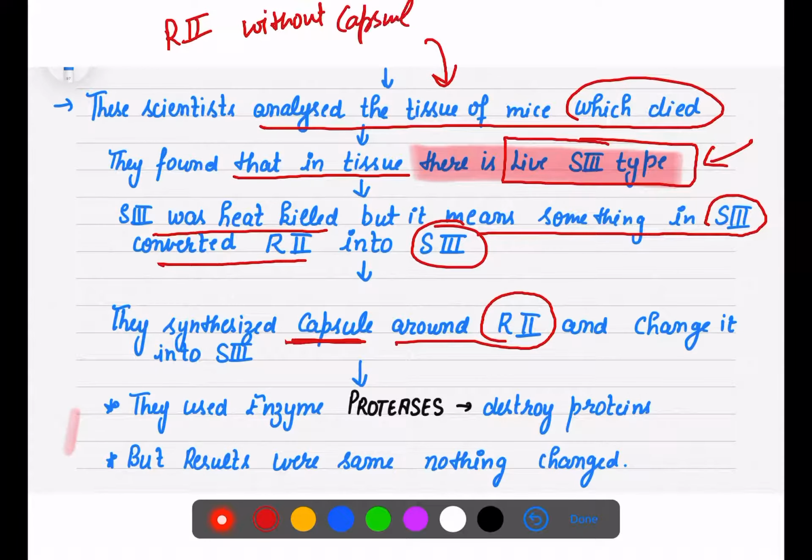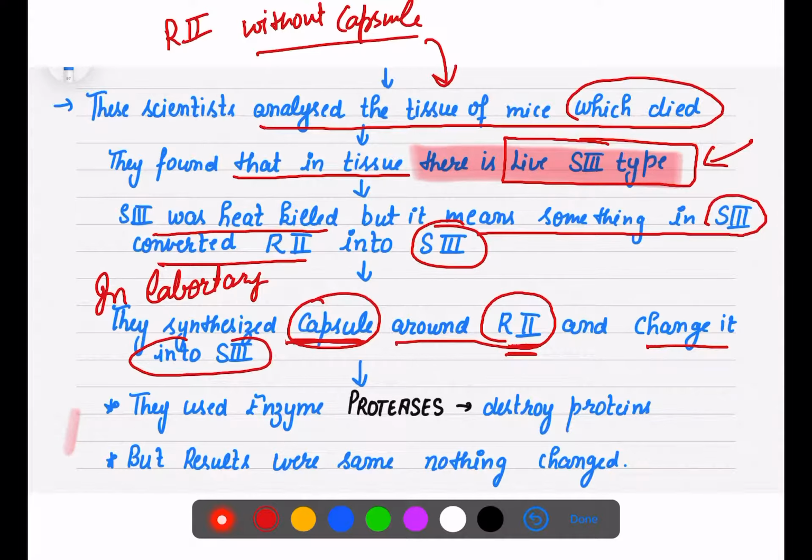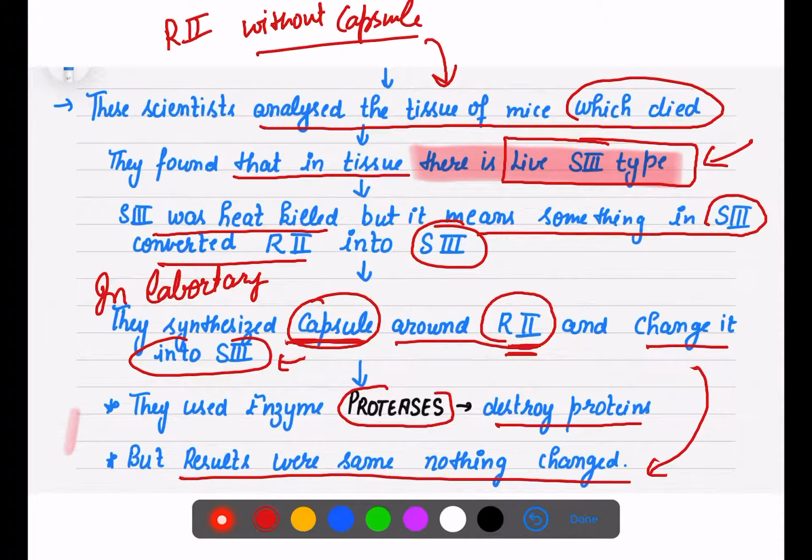So experimentally, in a laboratory experiment, they synthesized a capsule around R2 and changed it into S3. Now they used the enzyme proteases. What is the function of proteases? They destroy proteins. But what was their observation? Again, the mice died. It means that nothing was getting changed.